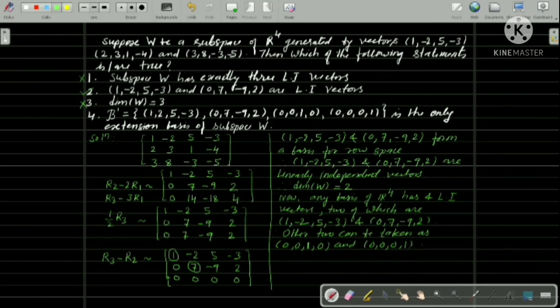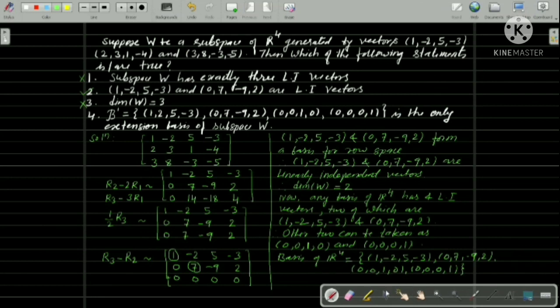Therefore these four vectors, that is (1, -2, 5, -3), (0, 7, -9, 2), and these two vectors (0, 0, 1, 0) and (0, 0, 0, 1), we write as a basis of R4, including these two vectors. So the basis of R4 is this.